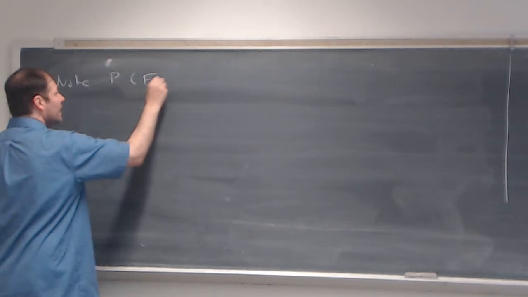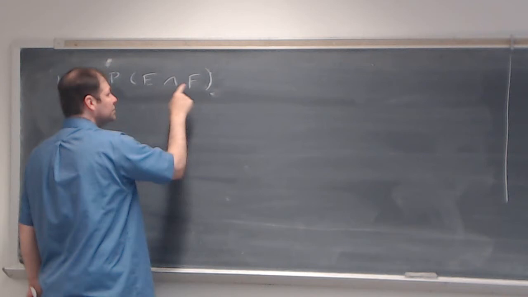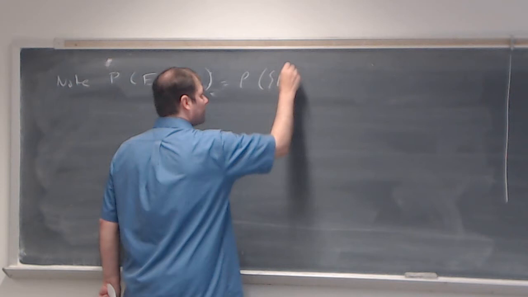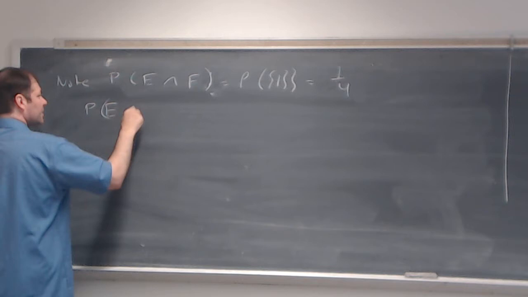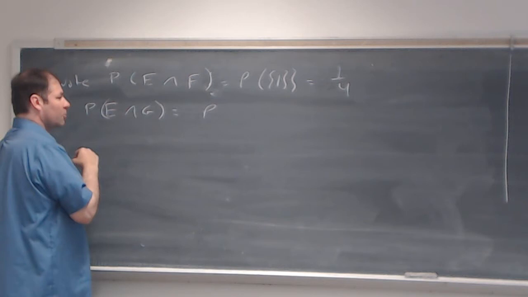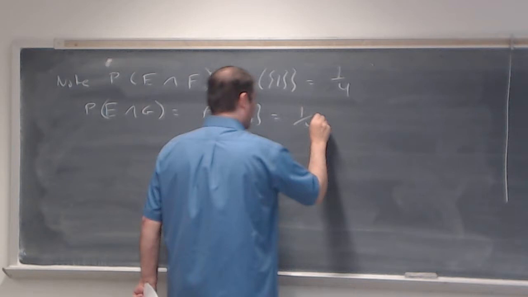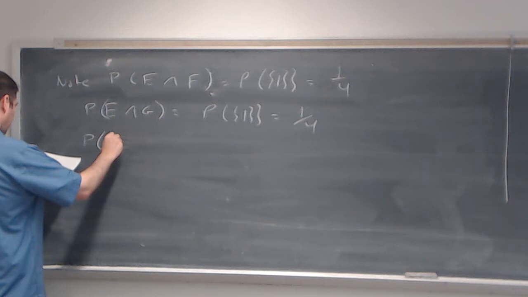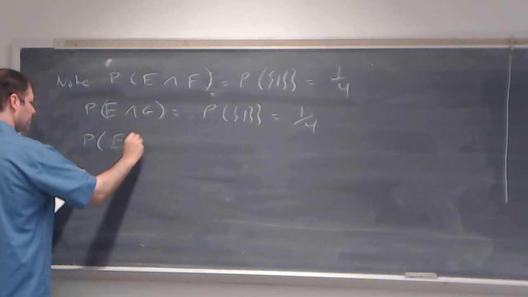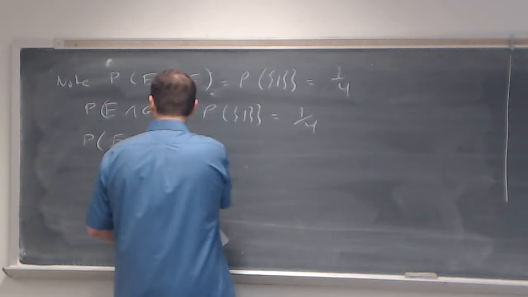Let's first note that the probability of E intersect F, so E was that you got the 1 or 2 ball, F was you got the 1 or 3 ball. That's really the probability that you got the 1 ball. With every ball equally likely to be chosen, the answer to this is 1/4. The probability of E intersect G, well, E was getting the 1 or 2 ball, G was getting the 1 or 4 ball, so that's still the probability of getting the 1 ball, which we know to be 1/4. Now let me do F intersect G. F was getting 1 or 3, G was 1 or 4. That's the probability of getting the 1 ball, which is again 1/4.